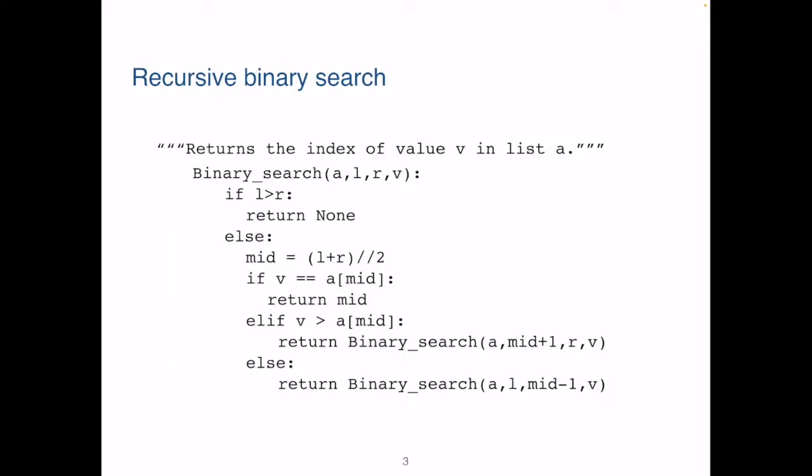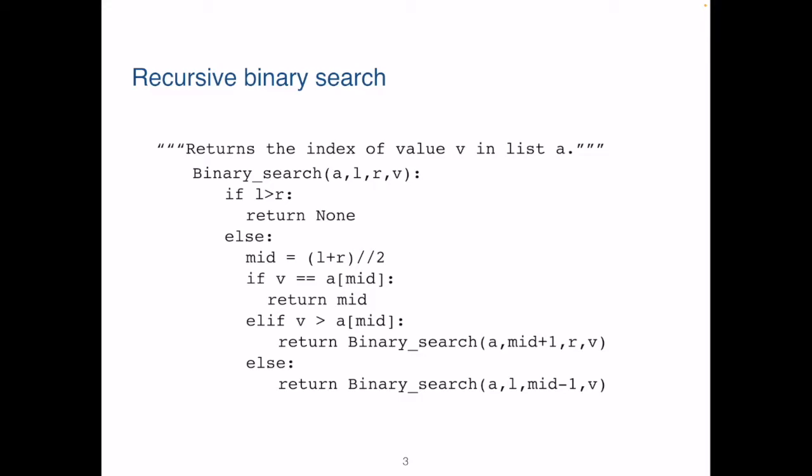Here is a recursive binary search algorithm. The list A is sorted and we are searching for value V. Note that the binary search only works for sorted lists. If a list is randomized, we need to use a linear search.